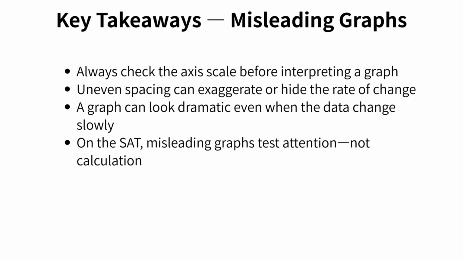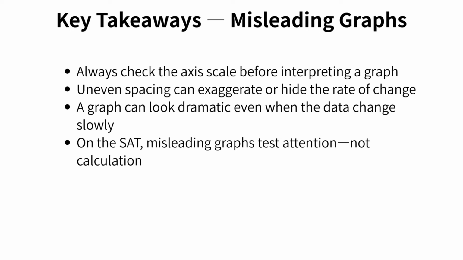Let's slow down and clearly review the key takeaways. First, always check the axis scale before you interpret a graph. On the SAT, many visual traps disappear the moment you read the numbers on the axes instead of trusting the picture. Second, uneven spacing matters. When time or values jump unevenly but are drawn with equal spacing, the rate of change can look faster or slower than it really is.